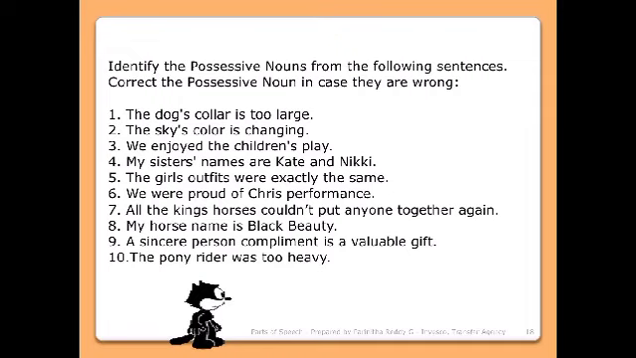My sisters' names are Kate and Nick. As you can notice over here, sisters is a plural noun. So when we make it a possessive noun, we have to add the apostrophe after the s of that plural noun. So you have to take care when you are doing your exercise.